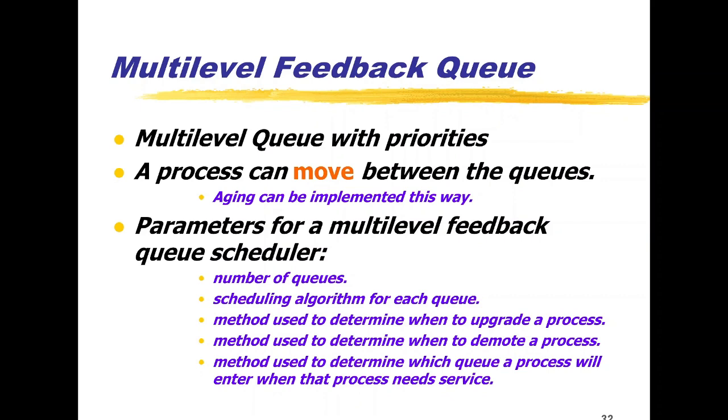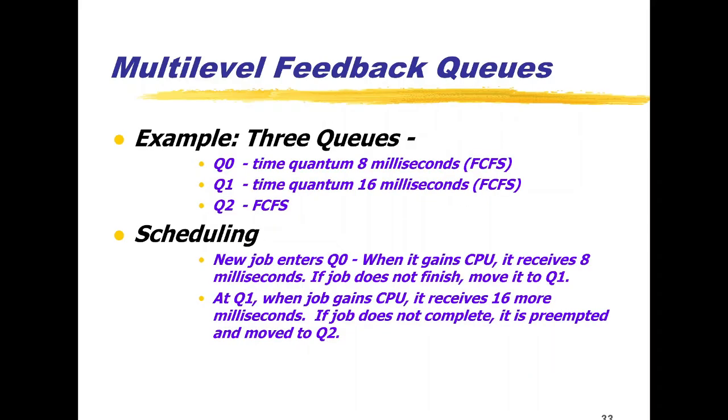The last parameter is the method used to determine which queue the process will enter when the process needs service. That's another thing that needs to be known. You can determine which queue the process will enter when it needs service. Now let's have an example here of 3 queues.